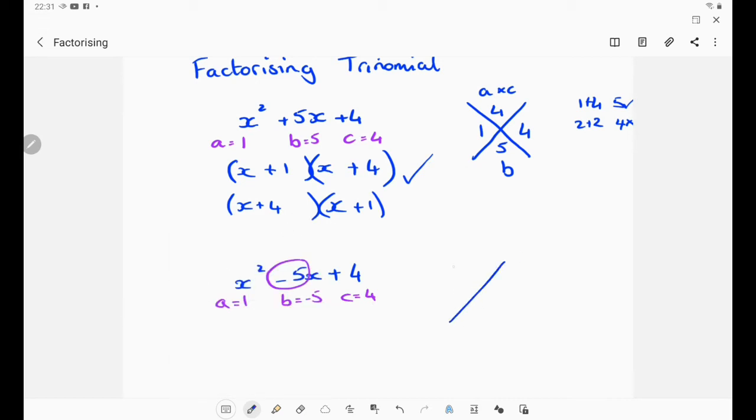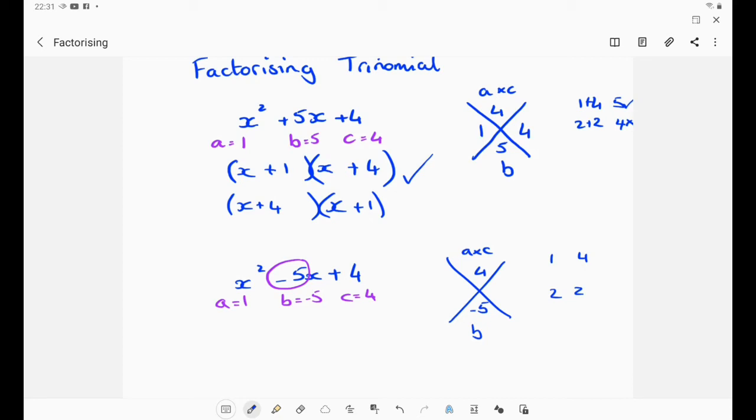We make our cross. So A times C, still going to be 4. B, though, is going to be minus 5. And how does this affect us finding our numbers? Well, what multiplies to give you 4? You've still got 1 and 4. You've still got 2 and 2. But if I add those together, I'm always going to end up with positive numbers. We're going to have to go to the flip side.